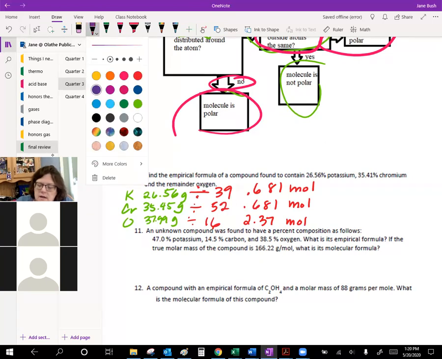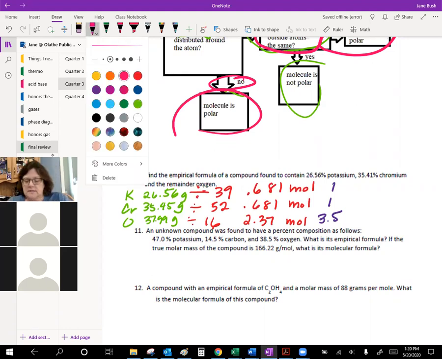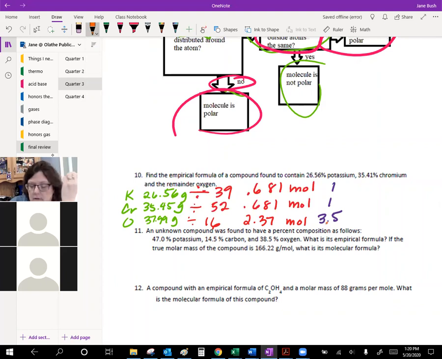Which of these three is the smallest? Well, 0.681. So this is going to be 1. This is going to be 1. 2.37 divided by 0.681 is 3.5. What's the last step? Multiply until whole. So this, let's get a different color. We'll do orange. This guy, 3.5. If you were to write that out, write it as 7/2, because 7/2 would be 3.5. If we want to get rid of the denominator so that we have a whole number, we have to multiply all of them by 2.